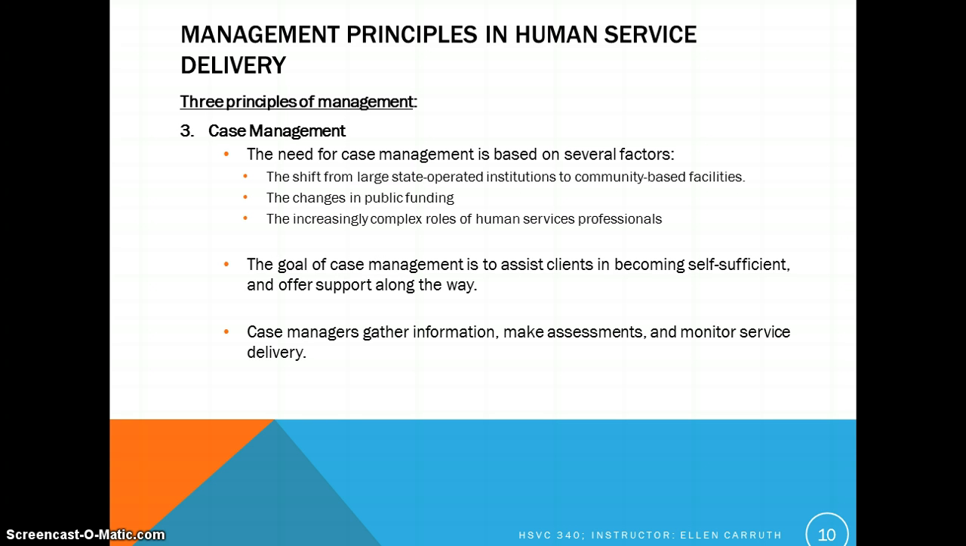Finally, Woodside and McClam introduced the idea of case management as a management principle in human service delivery. As a specific type of human service professional, case managers are often the go-to person regarding their clients' cases. Case managers have unique knowledge about each of their clients due to their function. Often, they will work closely with clients to identify specific needs and then find ways through their referral networks, agency teams, or partnering agencies to meet those needs.